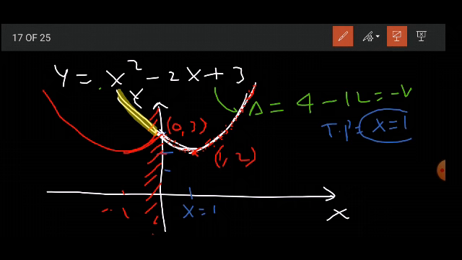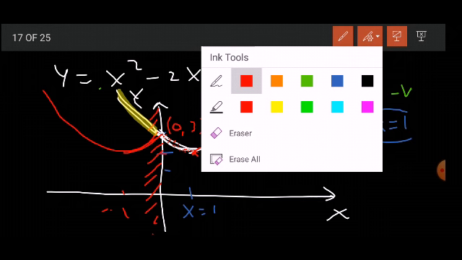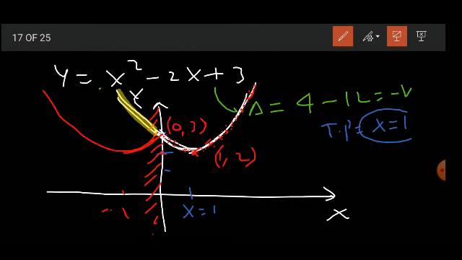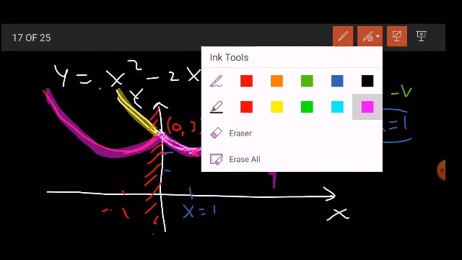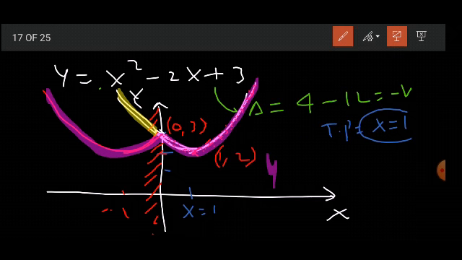So finally the graph is like this way. If we outline the graph with this pink region, this part of the graph is to be considered. This part of the graph is to be considered. This is the final graph of y equal to x square minus 2 mod x plus 3. This is the portion of the graph. So this is the final region.